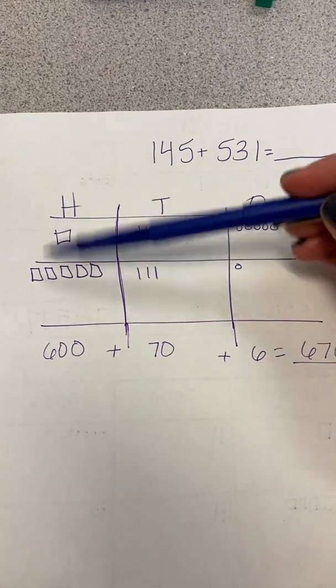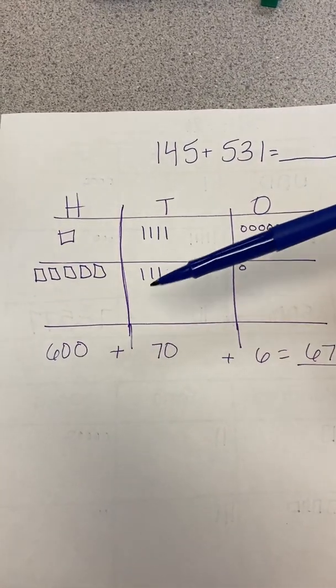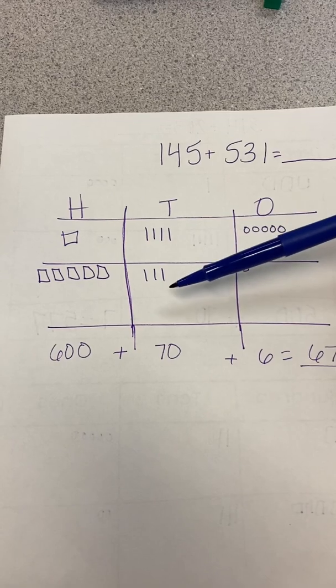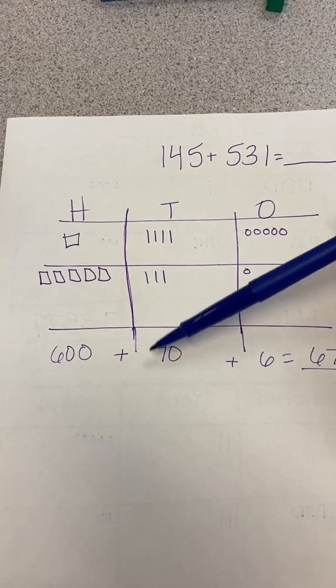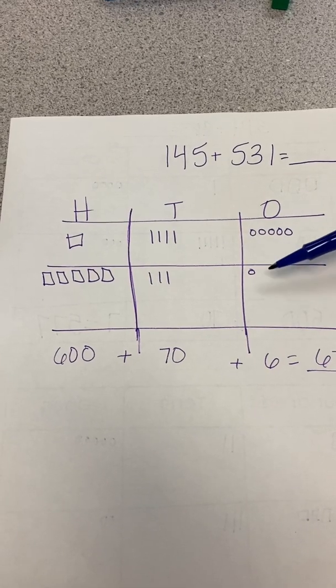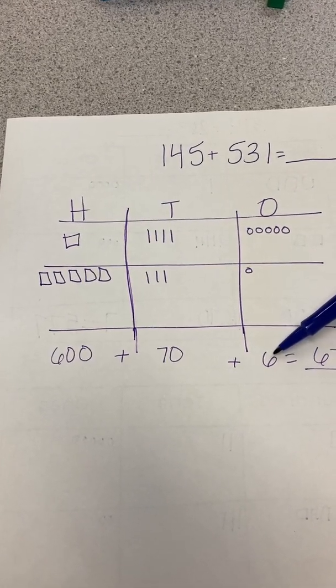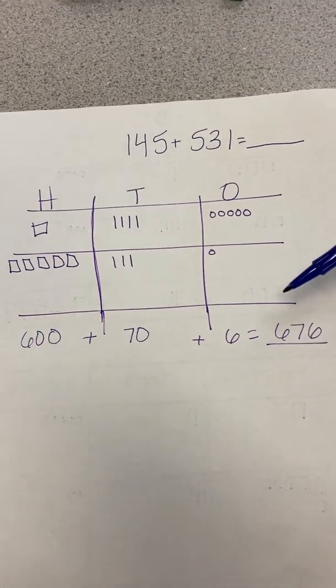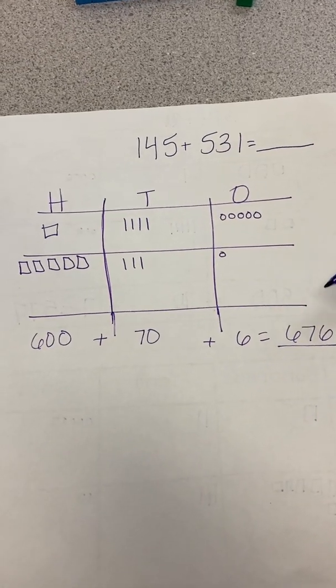That gives me 5 plus 1 is 6 hundreds, which has a value of 600. 4 and 3 more is 7, so that would give me 70 for the value of my tens. And 5 and 1 more is 6, so I have 6 ones, which has a value of 6. So my sum is 676.